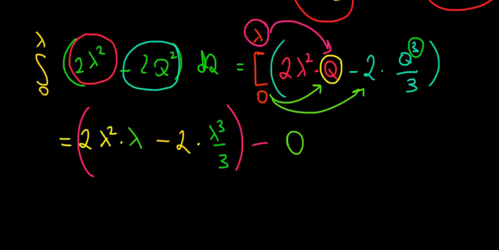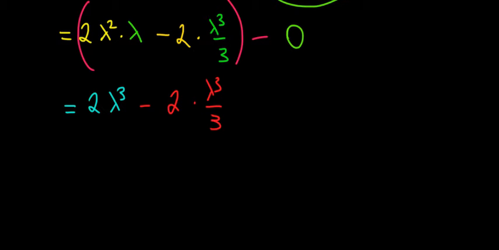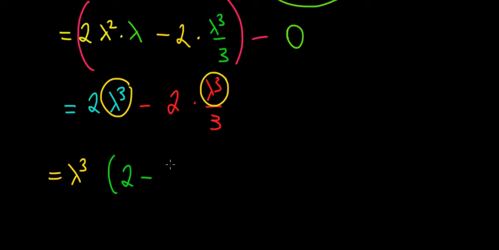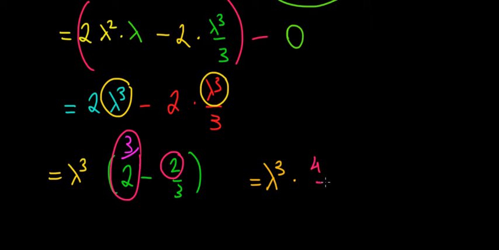Now, what is the result? Well, we have 2 times lambda squared times lambda, that's 2 lambda cubed, minus 2 times lambda cubed divided by 3. How can we write this differently? Lambda cubed is the common factor. So we have lambda cubed, and in brackets we're left with 2 minus 2 over 3. Now we can multiply by 3 to have a common denominator. So we have lambda cubed times, 2 times 3 is 6, minus 2, that's 4 divided by 3.